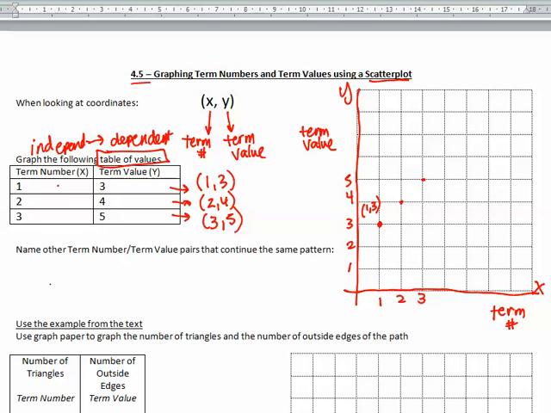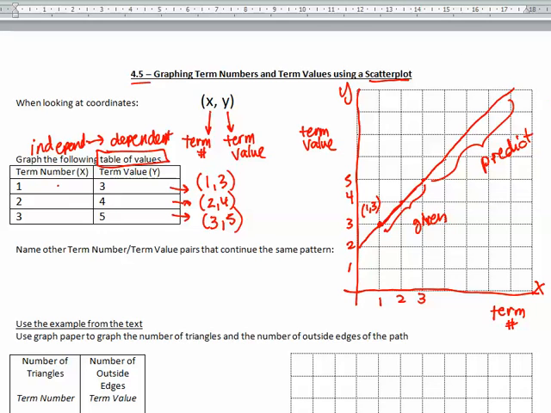So my question is, name other term number, term value pairs, or coordinate pairs, that continue the same pattern. If we see these three dots, and normally you need three dots to find a pattern, it either makes a straight line or a curve. In this case, it makes a straight line. If I continue this straight line that way and that way, I can find other predicted points that meet this pattern. This is what we are given, and we are now going to predict more points based on that pattern.